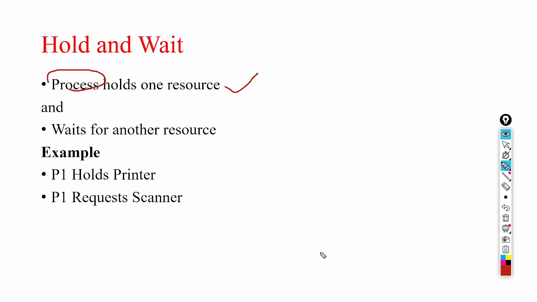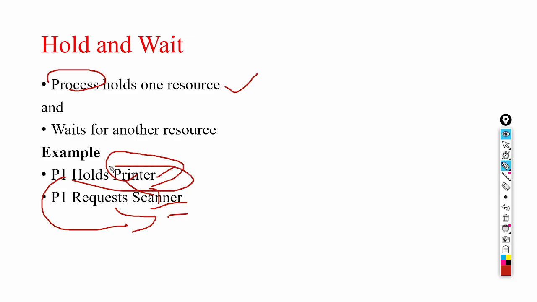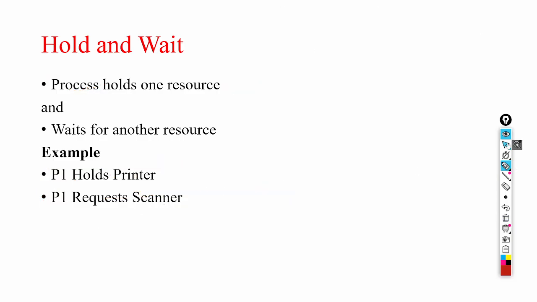So what is the example here? Process P1 holds the printer. Now it requests the scanner. Instead of releasing the printer, process P1 is requesting the scanner. So here it is holding, and here it is waiting for the scanner. So this is hold and wait. When many processes behave similarly, deadlock becomes possible.